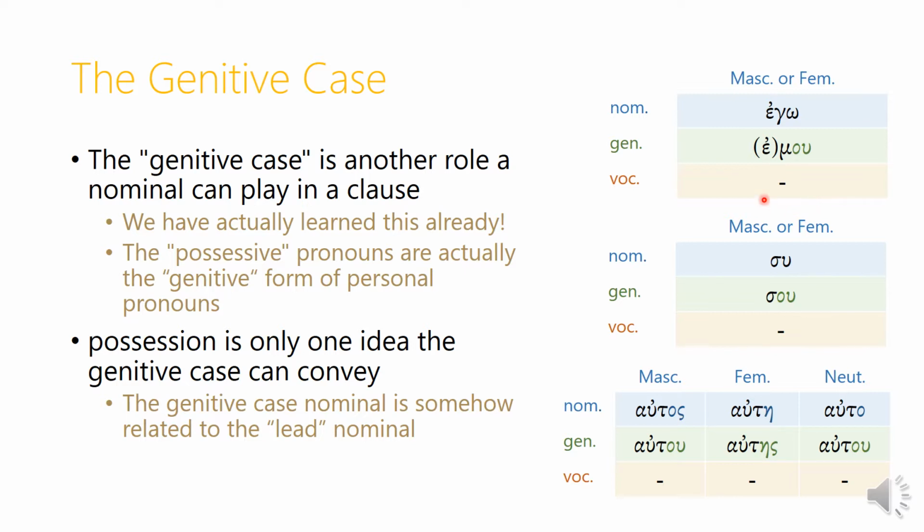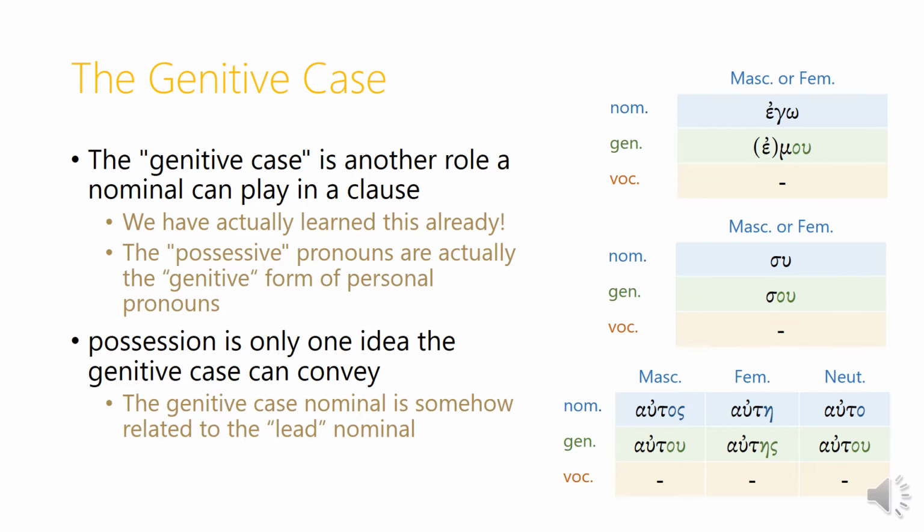So the genitive form of the first person personal pronoun, ἐγώ, is ἐμοῦ. And the genitive form for the second person is σοῦ, with omicron upsilon. And for the third person, the genitive form was αὐτοῦ or αὐτῆς, or in the neuter αὐτοῦ again.